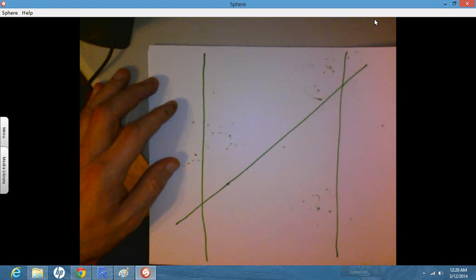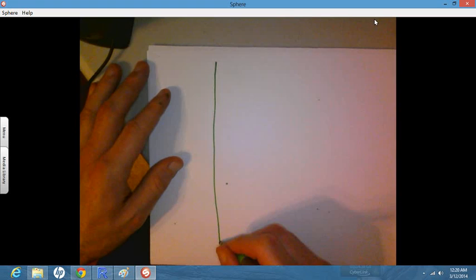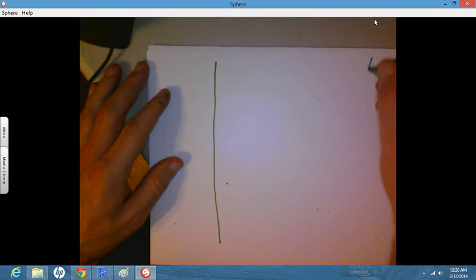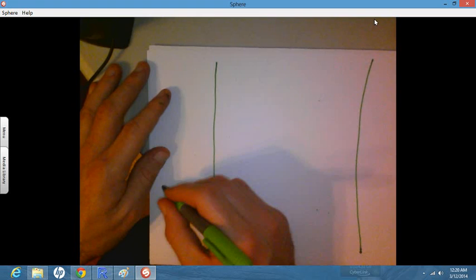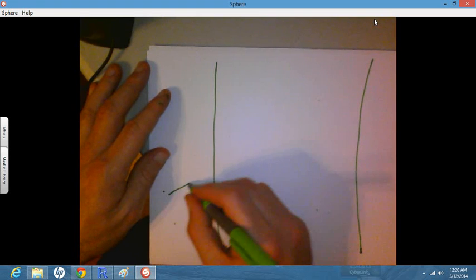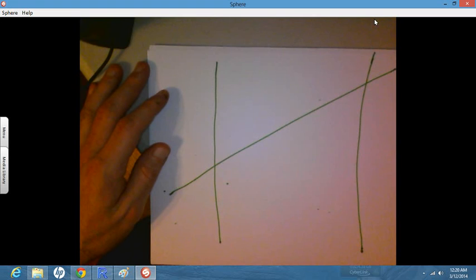Actually, I'm going to start that over. My lines were okay, so I'm going to have a line over here and a line over here, and I'm going to have a transversal connecting the two lines like so, and my objective is to fill in all the missing angles. I haven't finished drawing the picture, but I stopped for a reason.